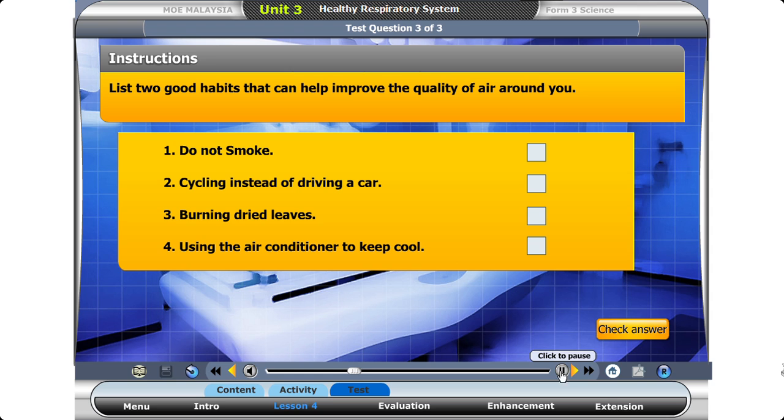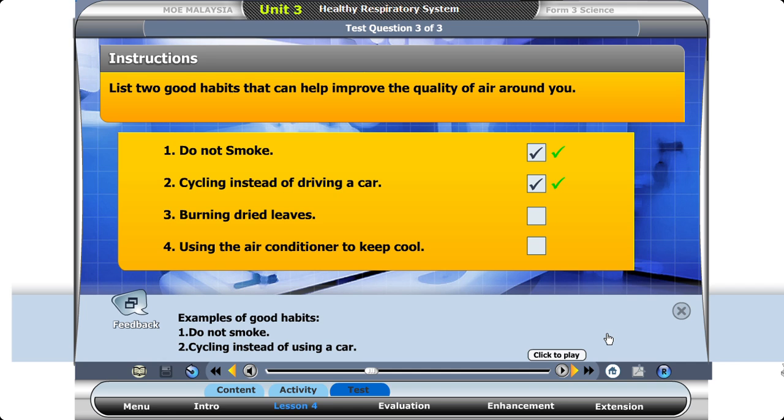List 2 good habits that can help improve the quality of air around you. Some of the good habits are not smoking, walking or cycling instead of using the car, and not carrying out open burning of rubbish.